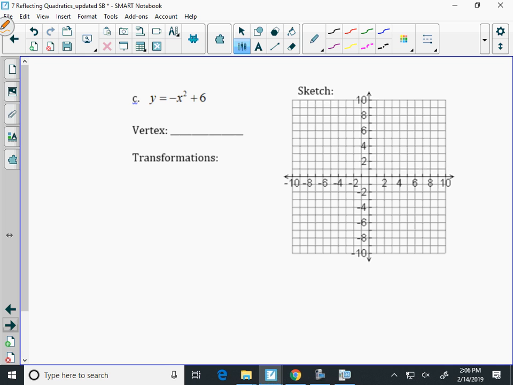So before we do that, sorry, what's the vertex? What's the x value of the vertex? 0, because there's nothing being added inside with the x. What's the y value of our vertex? 6. So we said that our negative is technically on the outside of the x squared, so what type of transformation did we do? What do we reflect over? Over the x-axis. Right? What's our next transformation? Up 6. There's no horizontal movement because the x value of our vertex is 0, so we just went up 6.